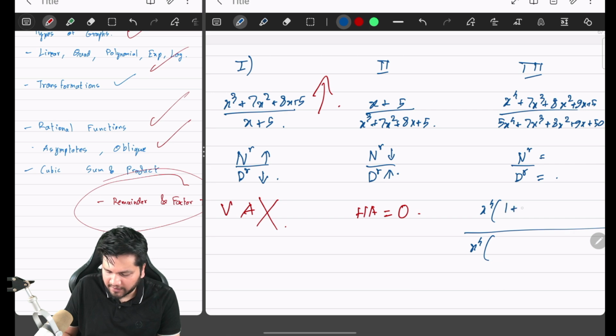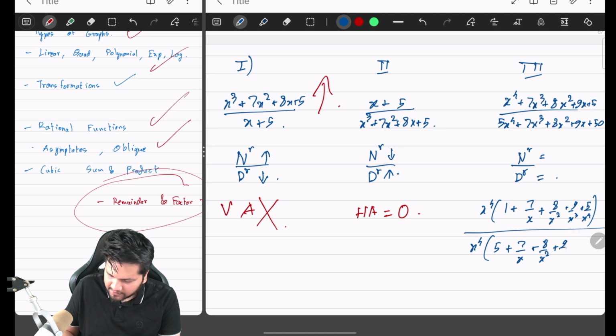Here what I'm going to get is 1 plus 7 by x plus 8 by x square plus 9 by x cube plus 5 by x to the power of 4. On the other hand, if I take out x to the power of 4 common here, it's going to be 5 plus 7 by x plus 8 by x square plus 9 by x cube plus 50 by x to the power of 4.